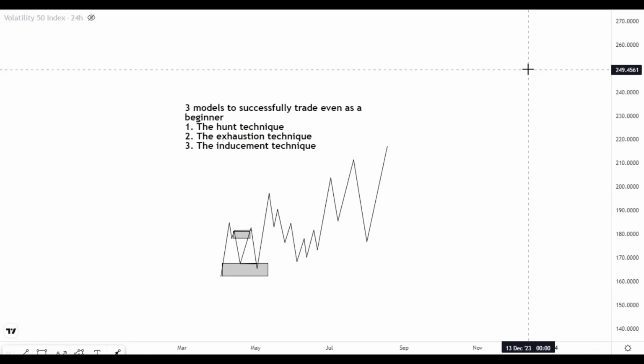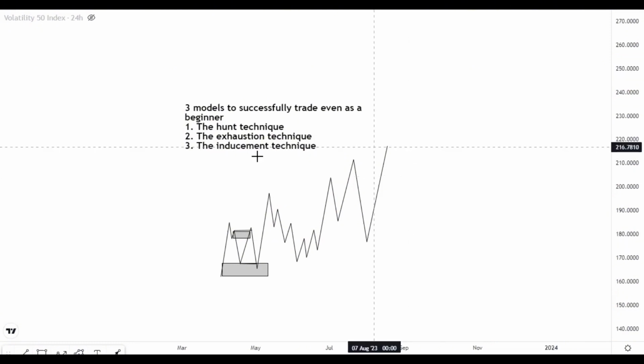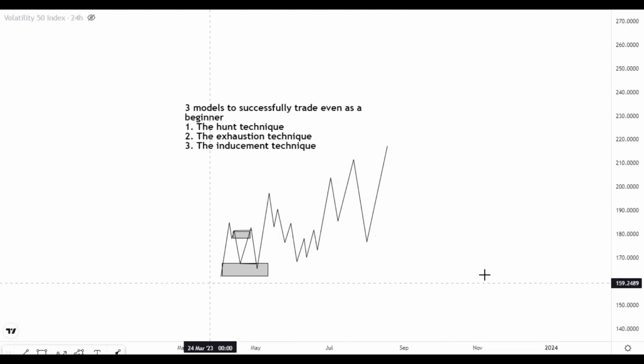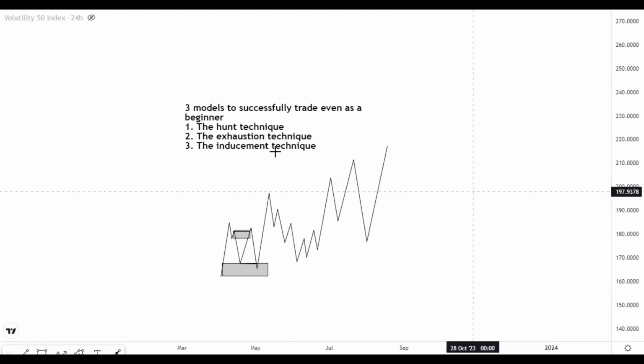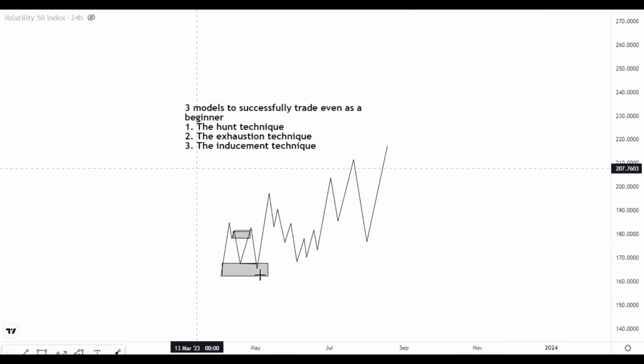So the first one is the UNT technique. I have input all of this technique into just this structure. Into this structure, I have input the three techniques. So I'm going to be explaining to you one by one what they stand for and why you should look out for them. Okay, the first one is the UNT technique.